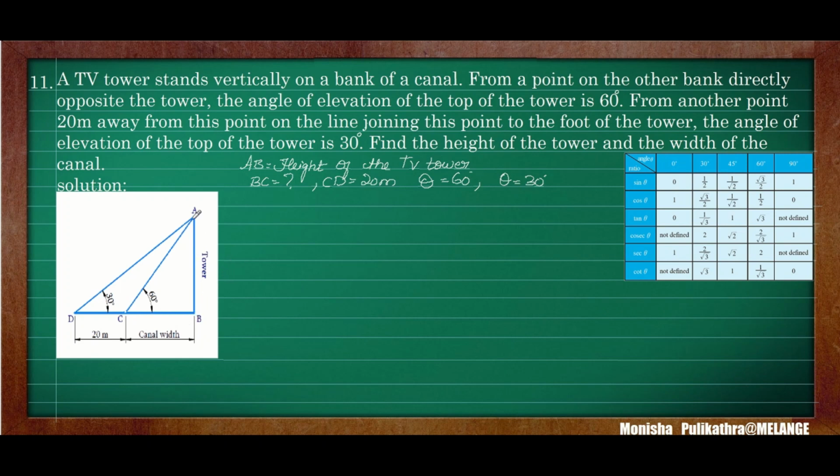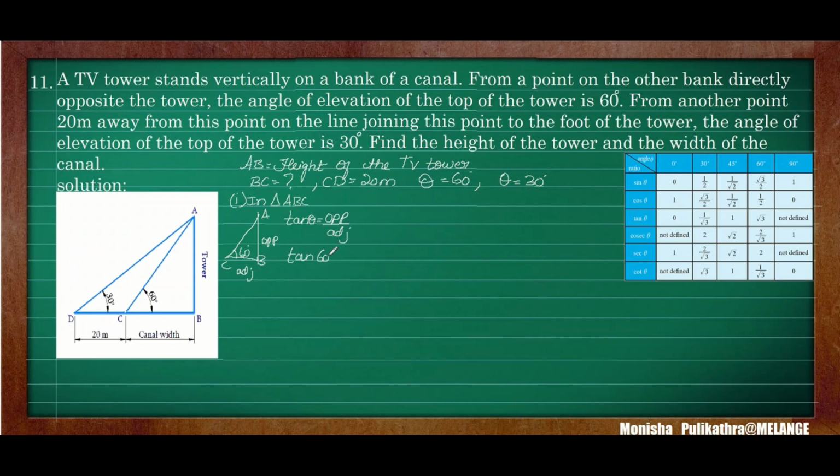First I will be taking triangle ABC. In triangle ABC, here it is 60 degrees. This is the canal. This is the opposite side and this is the adjacent side. So tan theta is equal to opposite by adjacent. Here theta is 60 degrees.